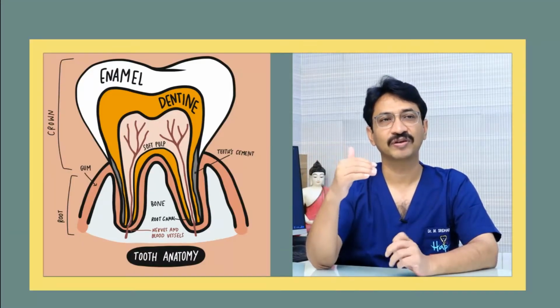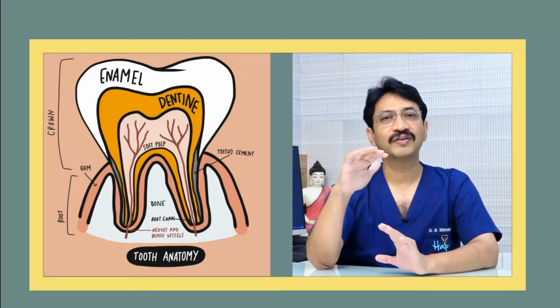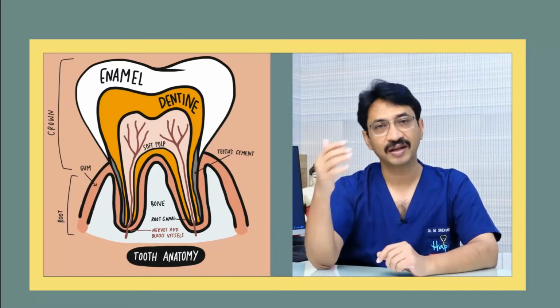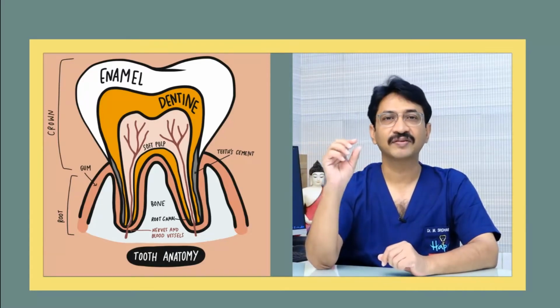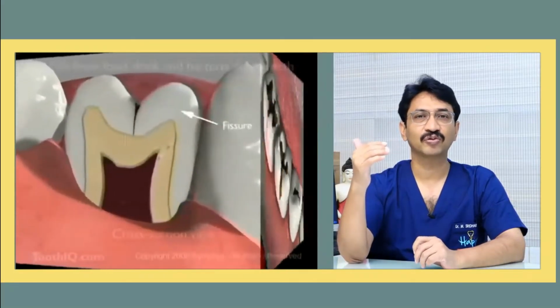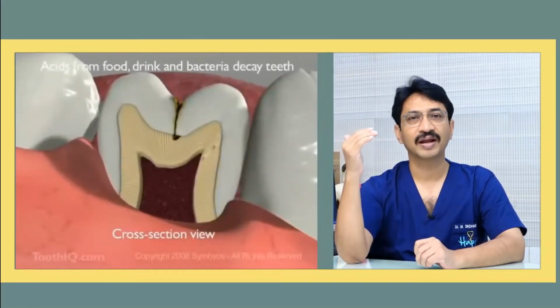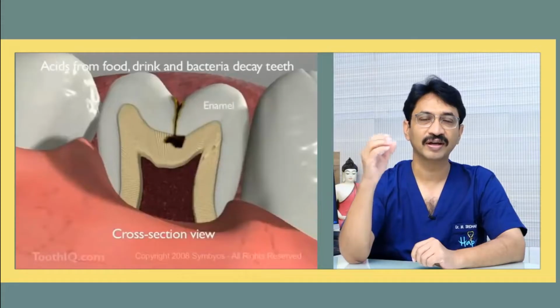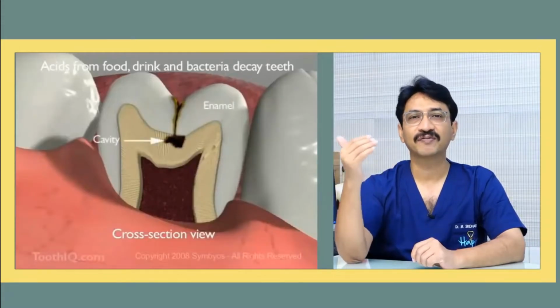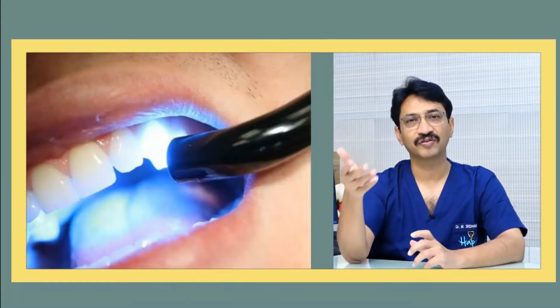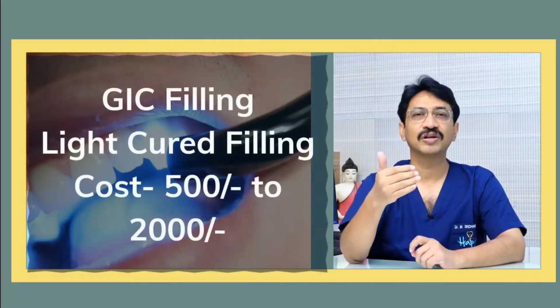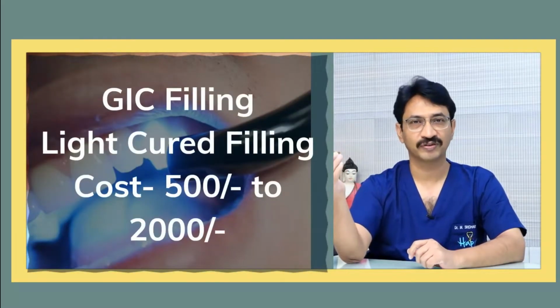Usually a tooth has an outer protective enamel layer, an inner dentin layer, and inside that, it has nerve supply. When the cavity of the tooth is in the outer enamel and has just gone into the dentin layer, you can do the treatment by a simple filling, removing the cavity and restoring it with a filling. This filling usually costs between 500 to 2000 rupees.